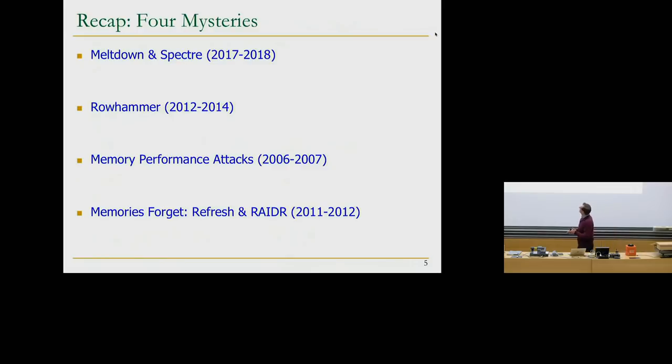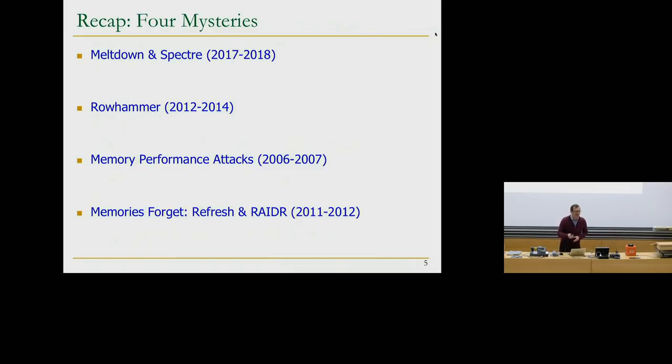Good. Okay, so this is the recap of what you covered in the first 2 lectures. Remember, we covered the 4 mysteries. Hopefully you remember what these are: Meltdown and Spectre, RowHammer, memory performance attacks, refresh that I just talked about, and RAIDR. I think these are very interesting things, 3 of which I was very heavily involved in, as you know. And Meltdown and Spectre came about because people were very involved in hardware security.